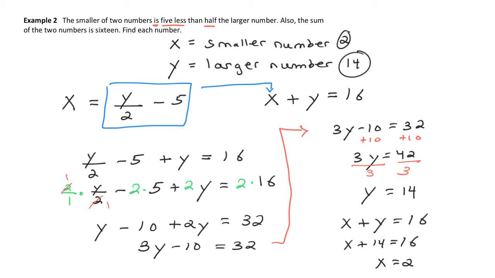And if we want to just double check this using our other equation, if we take half of 14, we get 7, and 7 minus 5 is 2. So everything matches up with all of our equations, but the result is 2 and 14 are the two numbers that work for example 2.